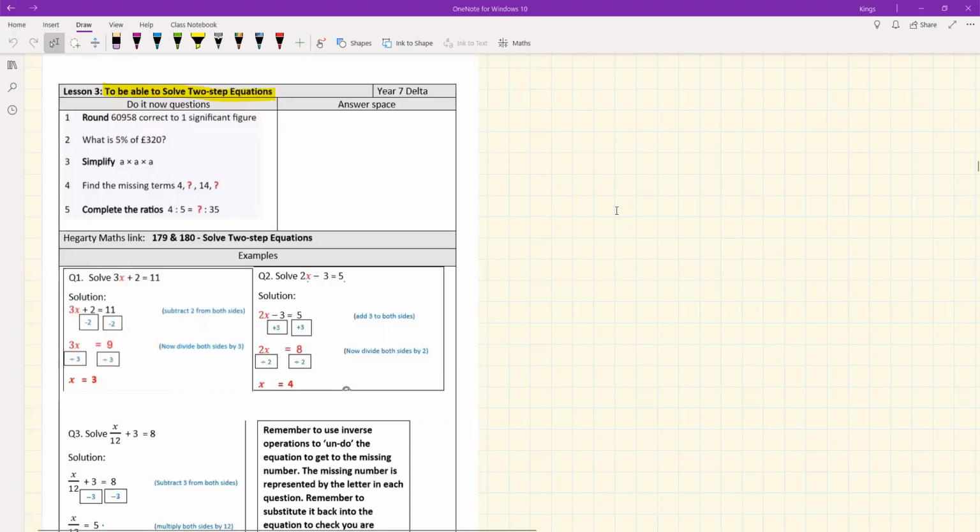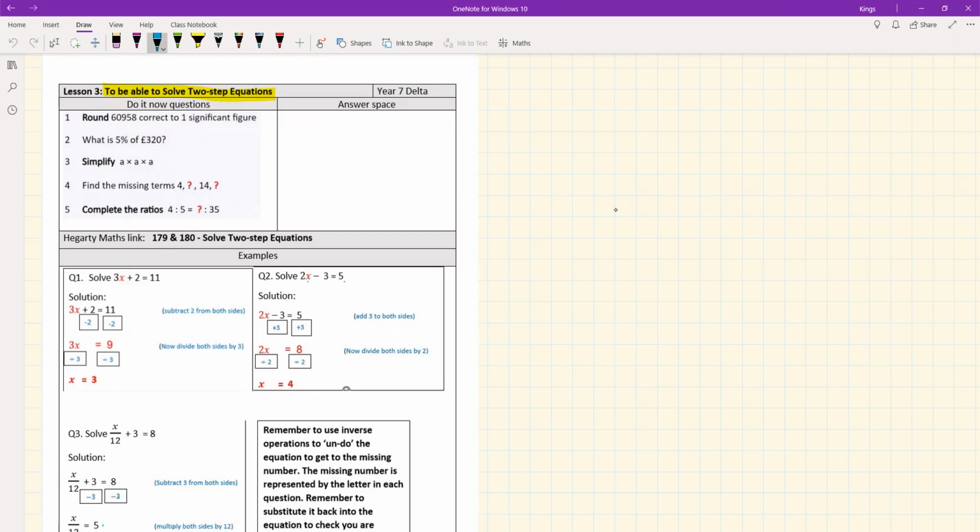Everyone. This morning we're working on lesson 3 of the Delta 1 booklet, and we want to be able to solve two-step equations. Remember, we start off with the do it now questions. So have a go doing those questions, pause the video, and then come back for the solution.